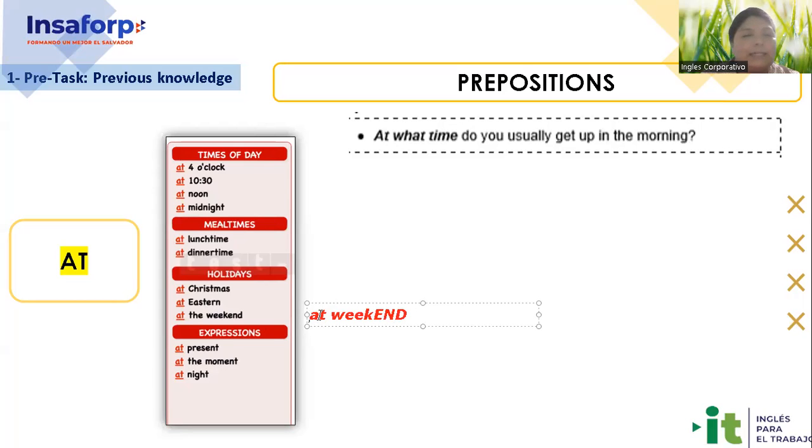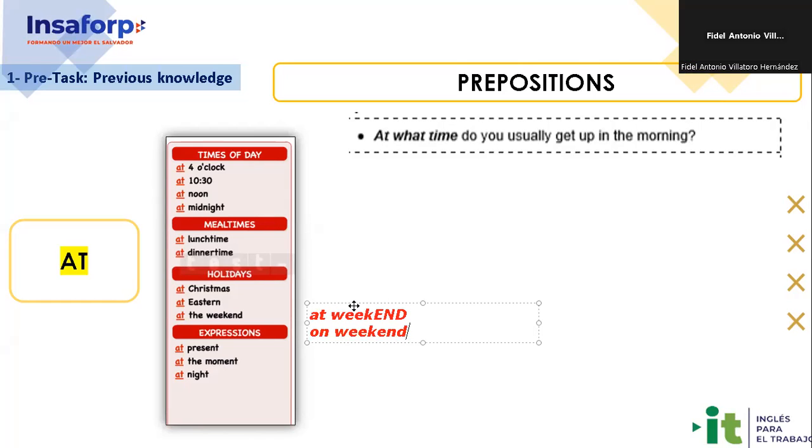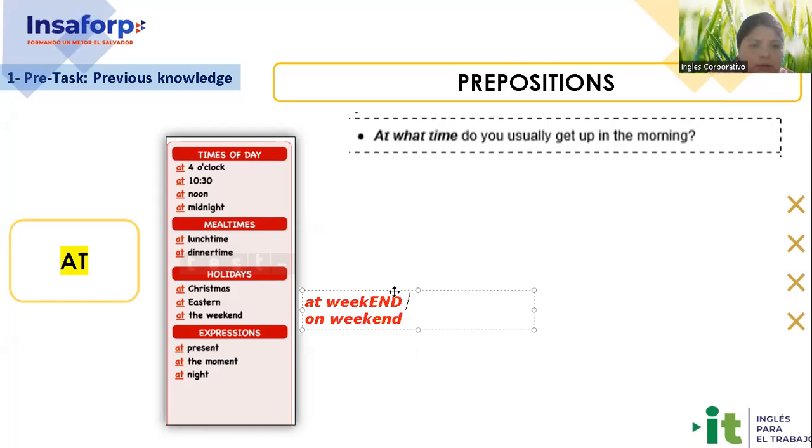Cuando va con at, se pronuncia de la siguiente manera, at the weekend. Y cuando va con on, se dice on weekend, see you on weekend, okay? Or at the weekend. ¿Cuál sería la diferencia? Just the pronunciation. Solamente la entonación, porque son bastante parecidas. El fin de semana, right? Entonces puede ir con cualquiera de las dos. Y recuerden que con holidays, con celebraciones, también va con at Christmas. También tenemos algunas otras expresiones, como por ejemplo, at present, at the moment, at night. Pero esas ya son algunas que nosotros tenemos que memorize, right?